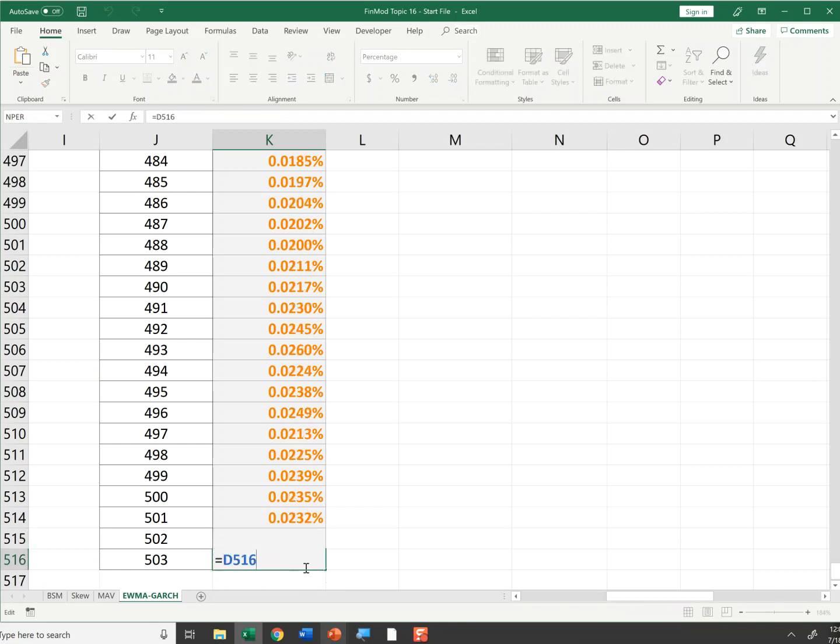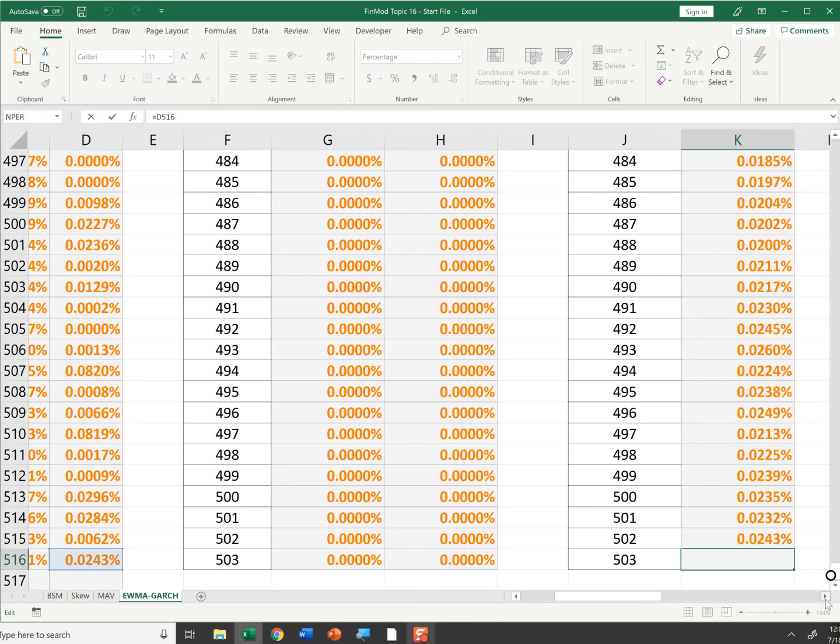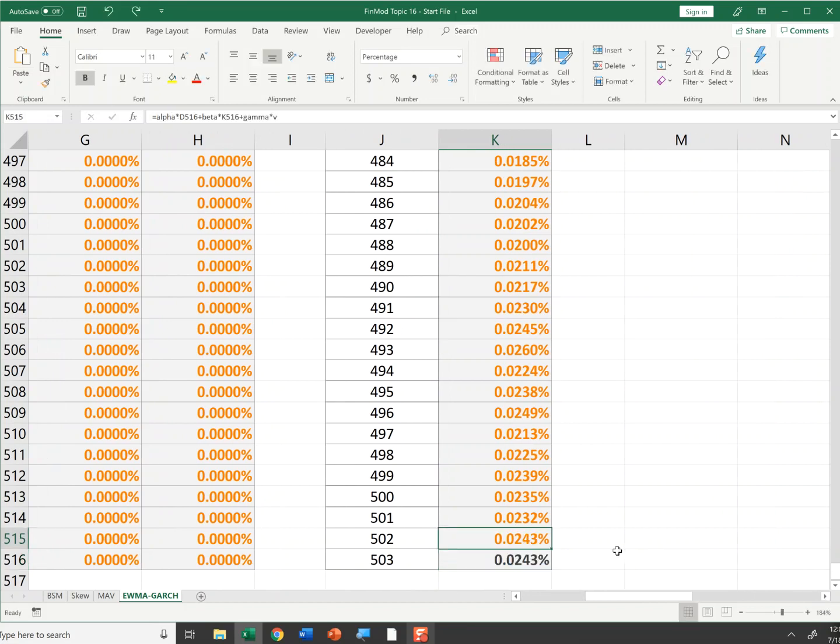So again, I can't do this by copying this formula down, because it then references this blank cell. What I have there is that last day. I simply have a reference to the oldest day's square deviation from the mean of 0. So notice I had to change that formula there. I'll go back up to the top.